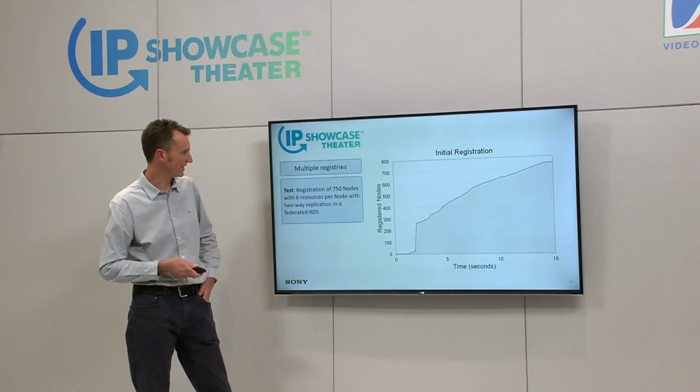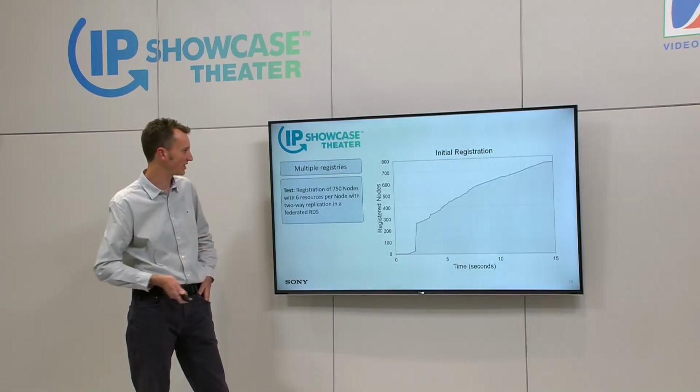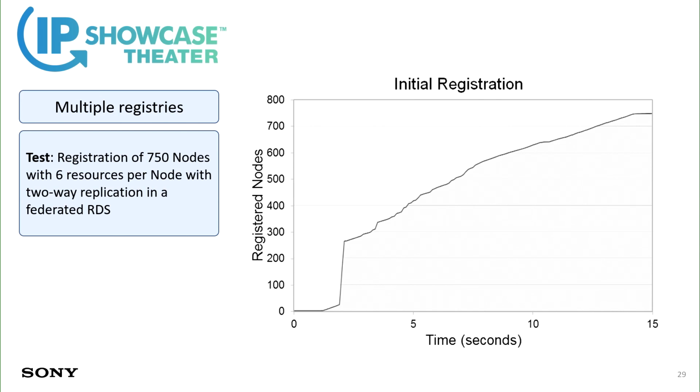That's what the next experiment is about. In this case, we had 2 registries on the network for redundancy, so if one registry goes down, you still have a second registry. Again, we did our 750 nodes with 6 resources each, and we had replication between the 2 registries, so they're federated.